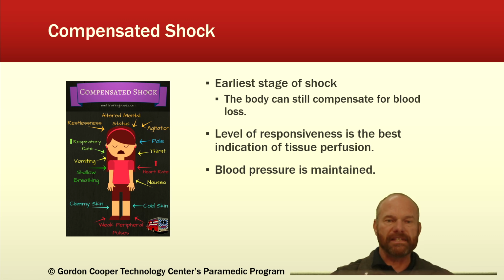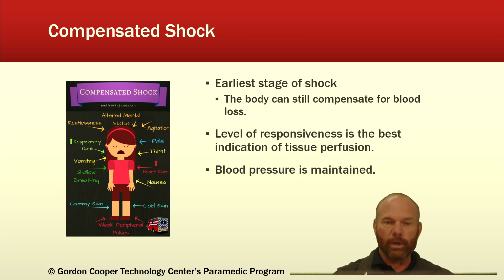So let's talk about compensated shock. Compensated shock, as we mentioned, is the earliest stage of shock where the body can still compensate for blood loss. So that level of responsiveness is the best indicator of tissue perfusion during this stage. There are some physiological responses that go on. So we talked about those chemical mediators. The release of chemical mediators helps maintain normal or elevated arterial blood pressure.